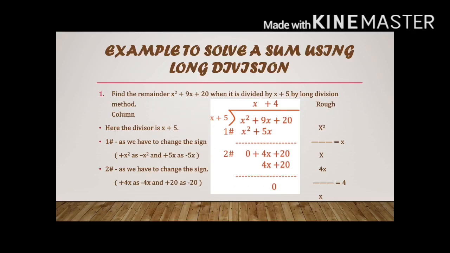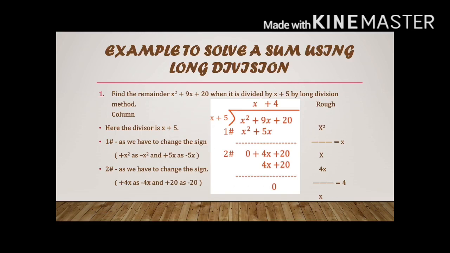Now the quotient, that is x, should be multiplied by the divisor. It should be multiplied by both the terms of the divisor. So x into x is equal to x square, and so we have placed it under the first term of the dividend, and x into 5, that is x into plus 5, is equal to plus 5x, and this is placed under the second term of the dividend.